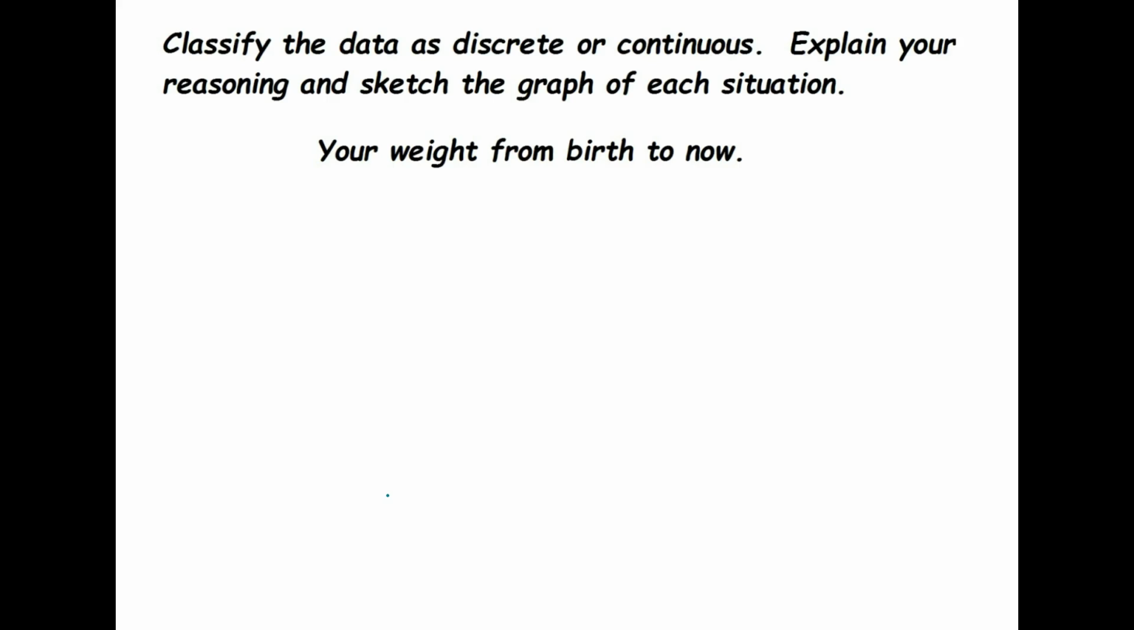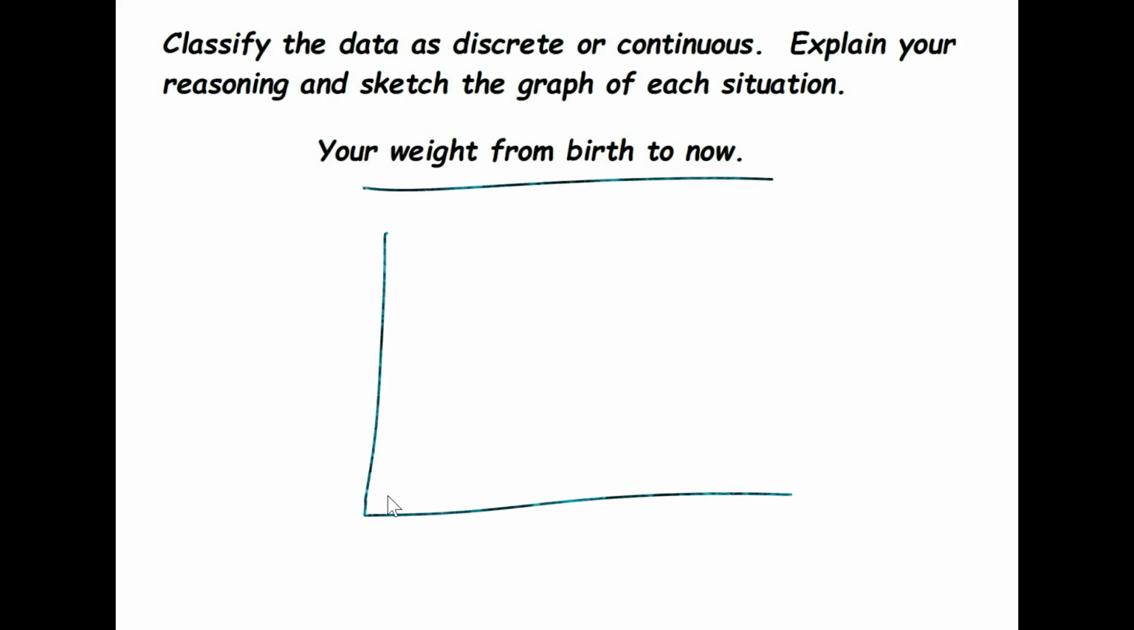So it says classify the data as discrete or continuous. Explain your reasoning and sketch the graph of each situation. Your weight from birth to now. So you're going to make something that looks like this. And this is your title. And then you're going to label your X. You're going to put your little tick marks here. You're going to put what your X and your Y are. You're going to have your tick marks here. And you're going to think of your intervals, and you're going to talk about, is this continuous or is it discrete? And you're going to do that. Your weight from birth to now.